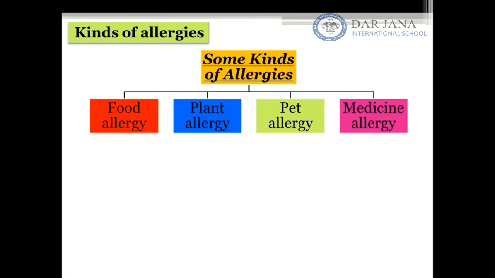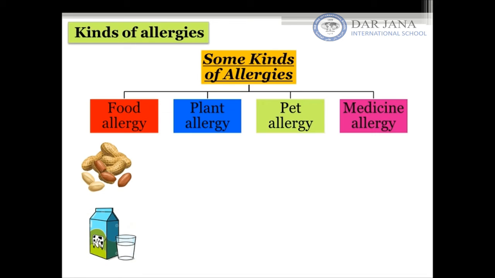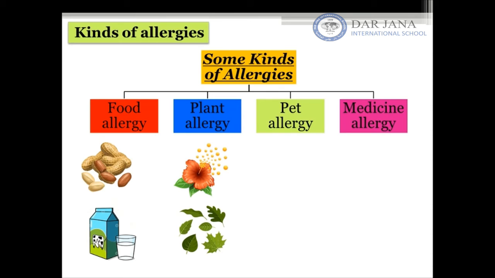We have so many kinds of allergies, but I chose only these four. The first one is the food allergy. For example, some of you might have an allergy against peanuts and basically peanut butter or even milk. Some of you have an allergy against the pollen in the plants, and we all studied the pollen and some leaves.